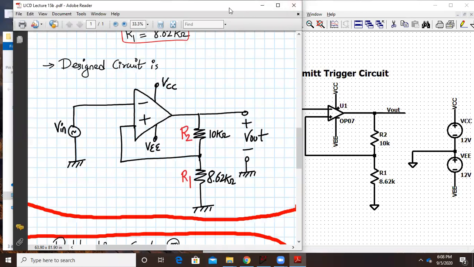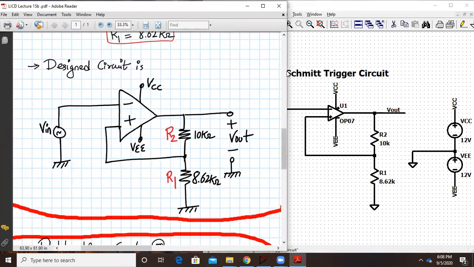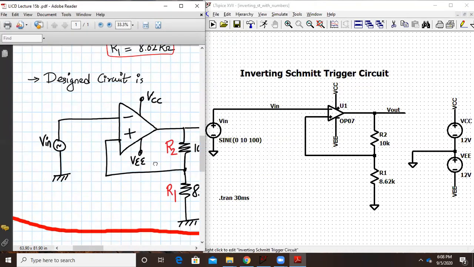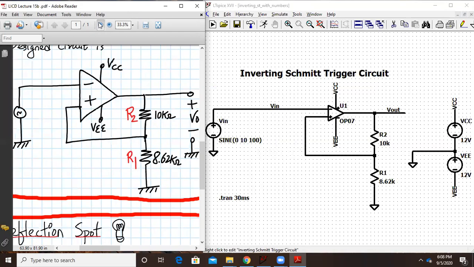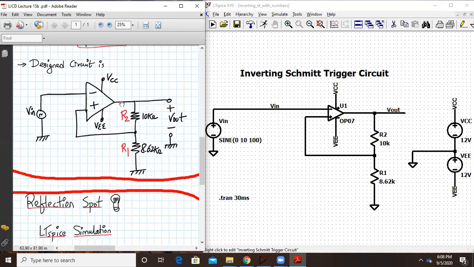Okay, so the entire circuit is already prepared for your study reference so that we can save some time. So this is my circuit over here. As you can see, the circuit to your left and to your right are exactly symmetric. The opamp is OP07, which is powered with plus or minus 12 volts as given in the design, and R2 value is 10K, R1 value is 8.62 kilo ohms. The input we have chosen is a 10 volt peak sine wave of 100 hertz frequency.